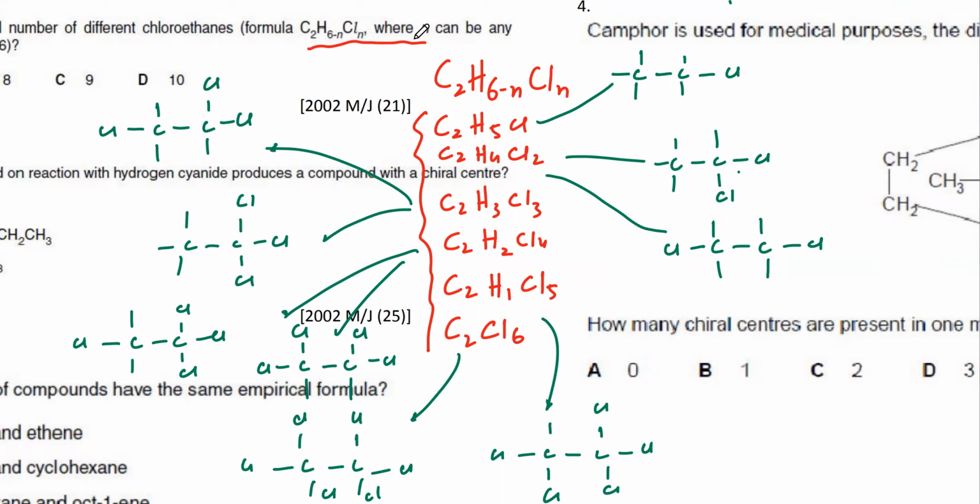So it looked like an easy question, but it's not. You had to waste a lot of time drawing all of them. So in total, how many do you have? 1, 2, 3, 4, 5, 6, 7, 8, and 9. So 9 is the answer.